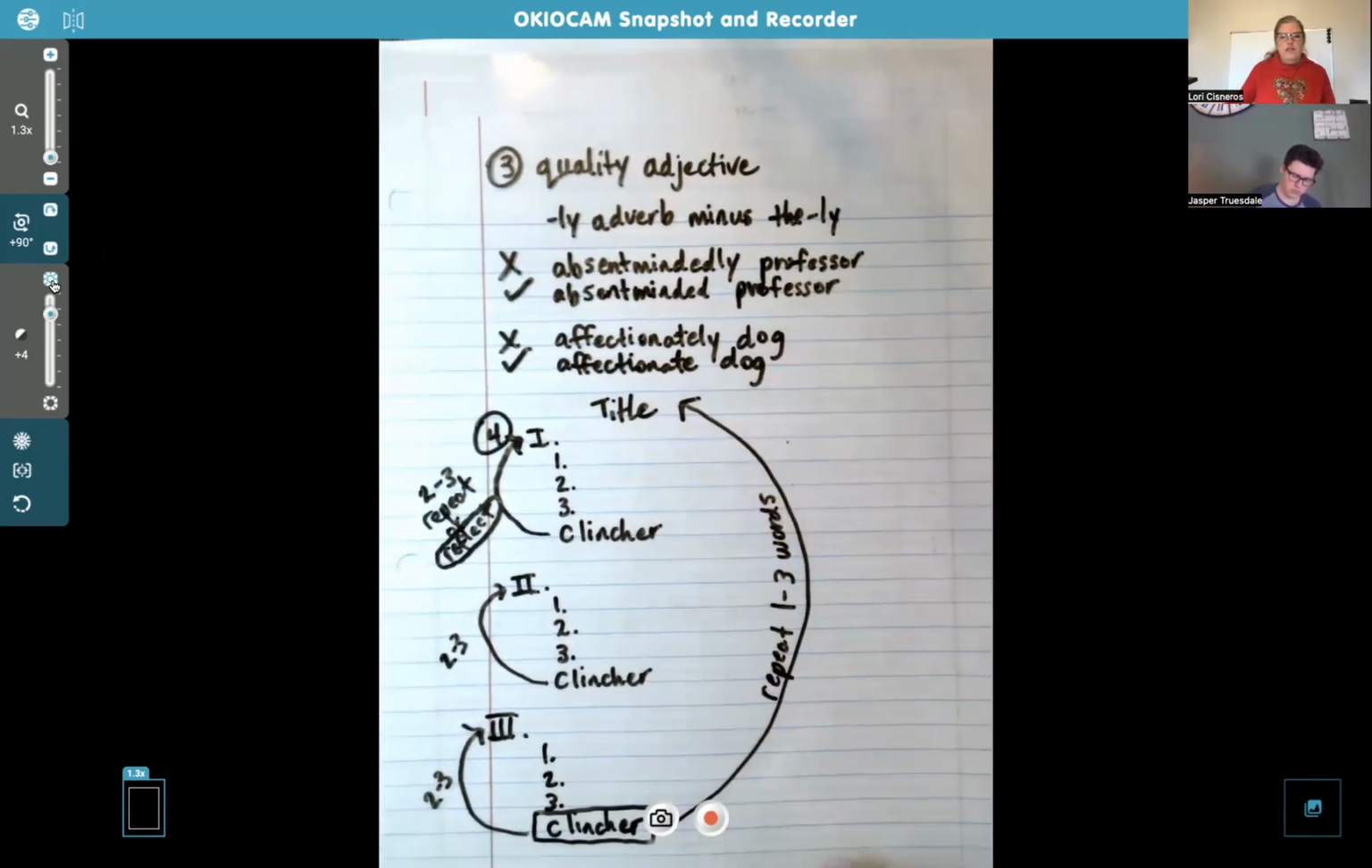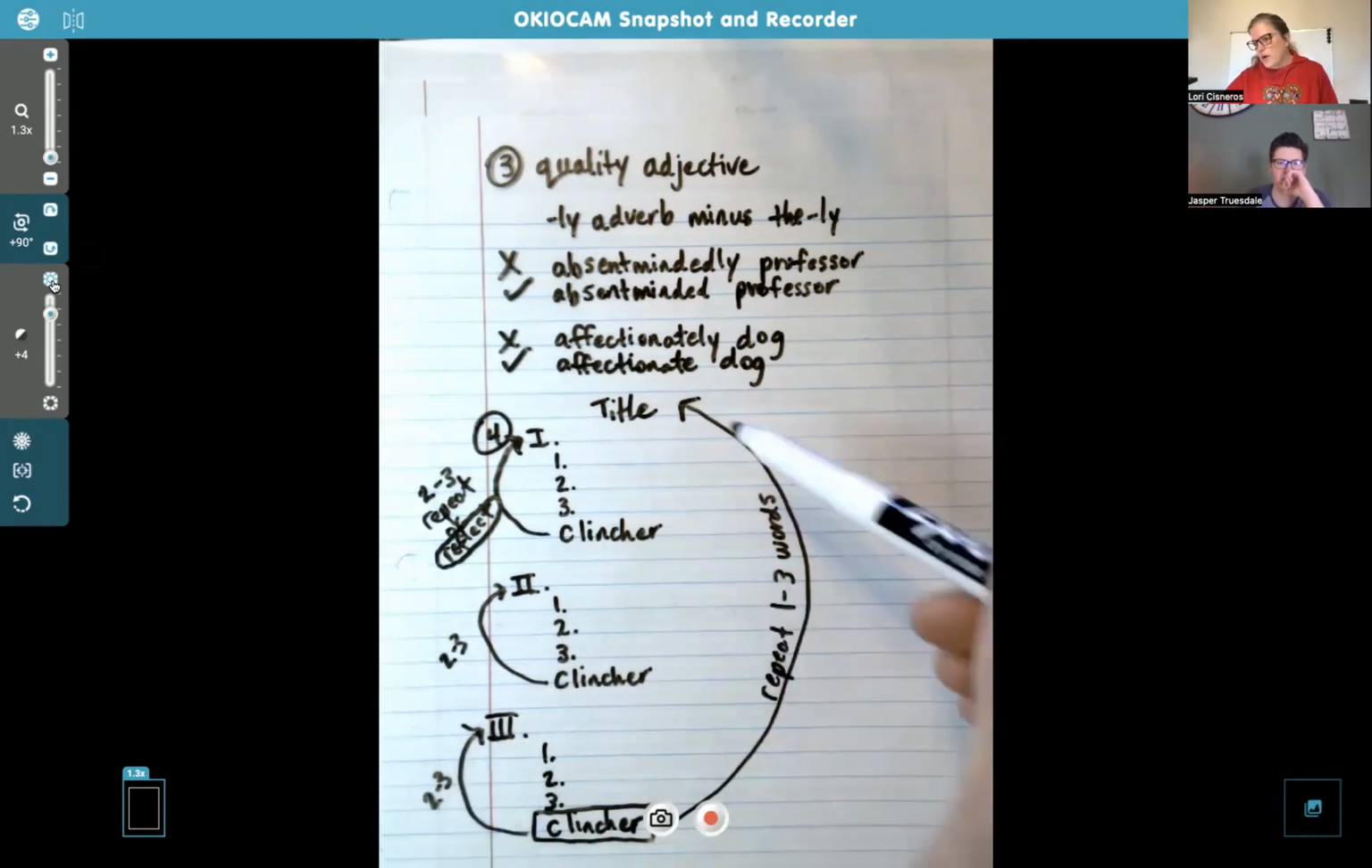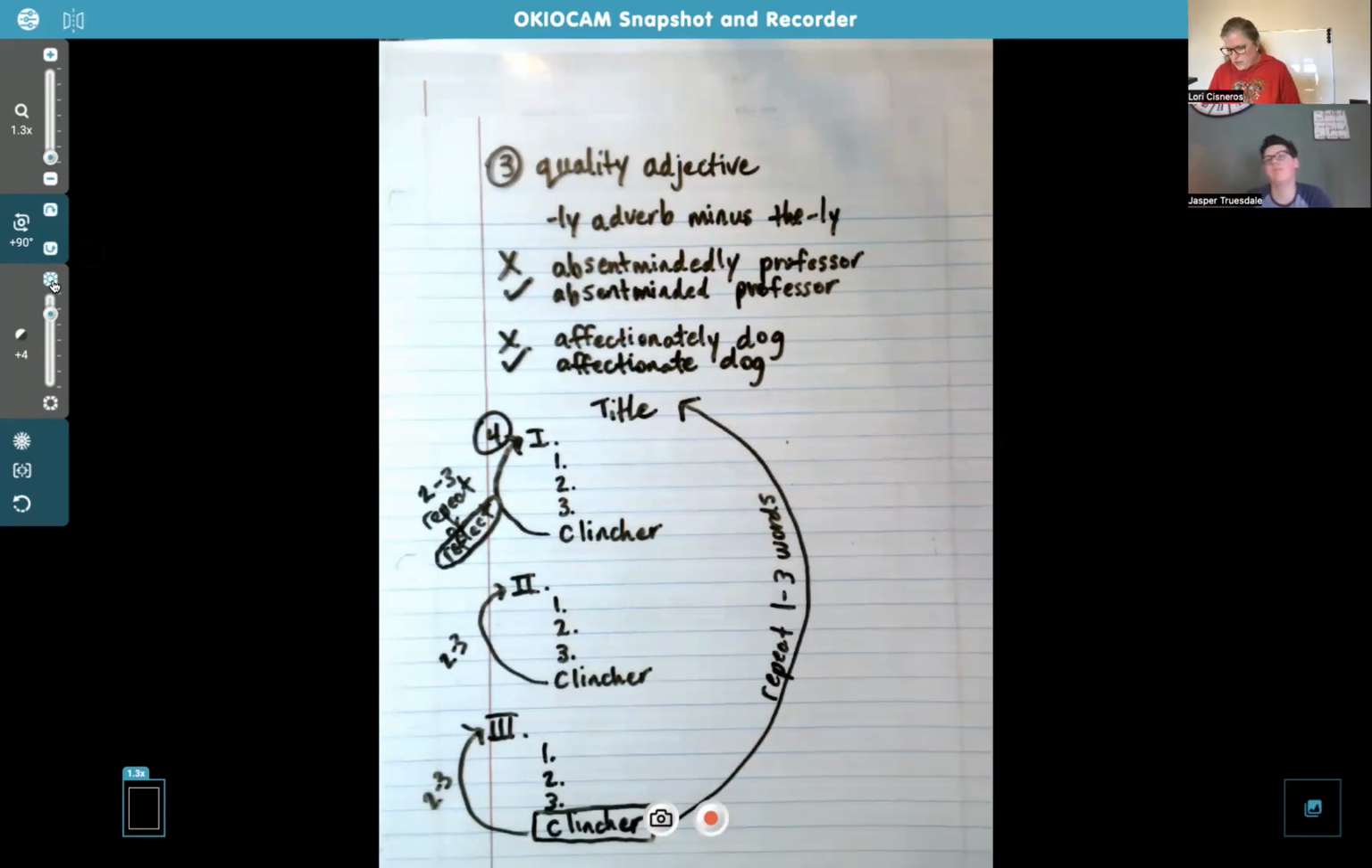So instead of giving your papers an extra sentence to repeat the title, you're going to make that last sentence do 2 things. You're going to have it repeat or reflect, preferably reflect your topic, and you're going to have it repeat 1 to 3 words from your title. So that last sentence has a double job. Okay, does that make sense, Jasper? Okay, I wanted to get that visual so you can refer back to that as you're writing.